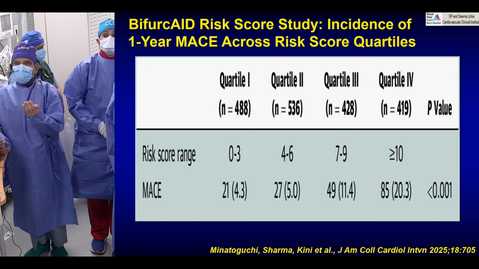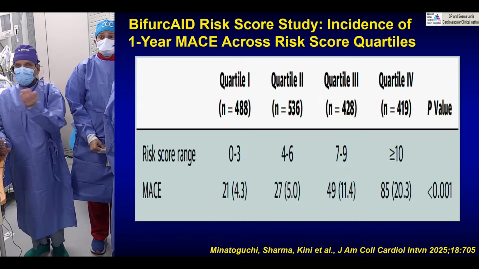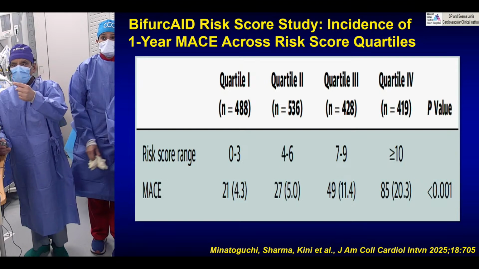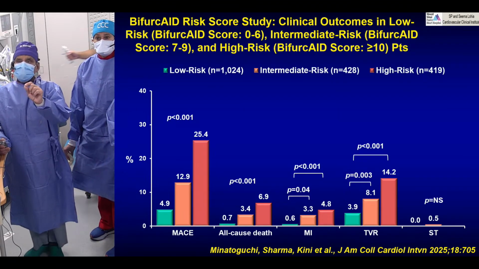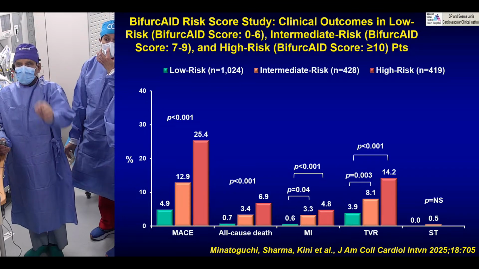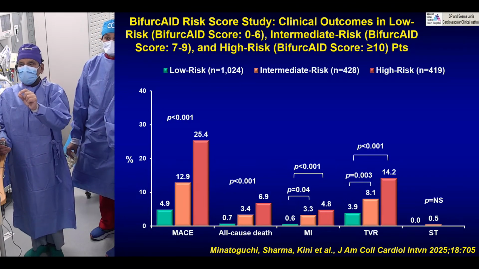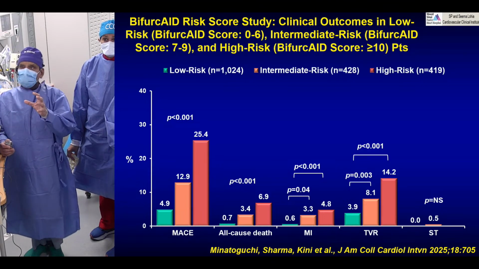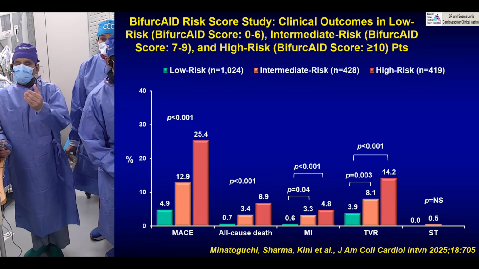The risk score quartiles, 4 of them, are 0 to 3, 4 to 6, 7 to 9, and 10. Look at the MACE increase, exponential: 4.3, 5, 11, and 20. And the individual endpoints are right there for low, intermediate, or high risk: MACE, all-cause death, myocardial infarction, TVR, although no difference in stent thrombosis.